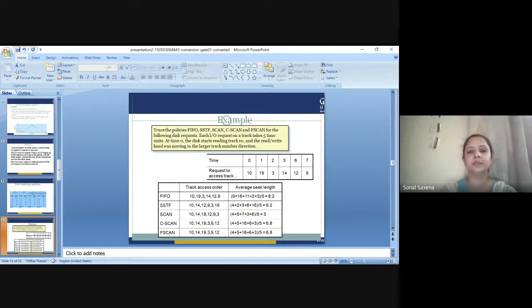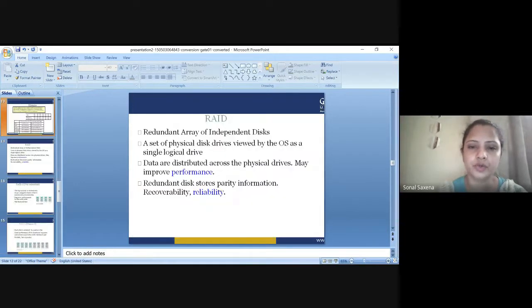Now there is one example that you need to trace the policies FIFO, SSTF, scan, C-scan, F-scan for the following disk request. Each input-output request on a track takes 5 time units. At time 0, the disk starts reading track 10 and the read-write head was moving to the larger track number direction. So here is the list, the time is given and the request to access track is given. Quickly calculate the answer according to yourself.